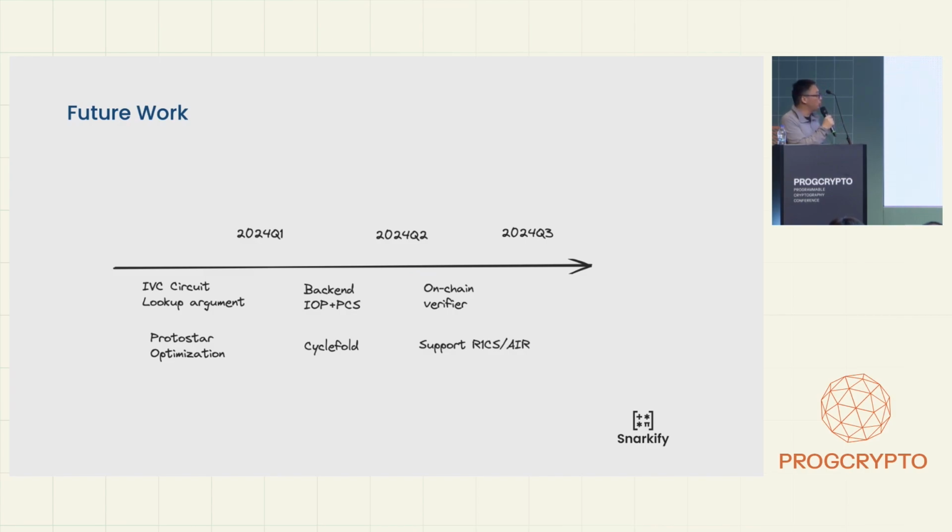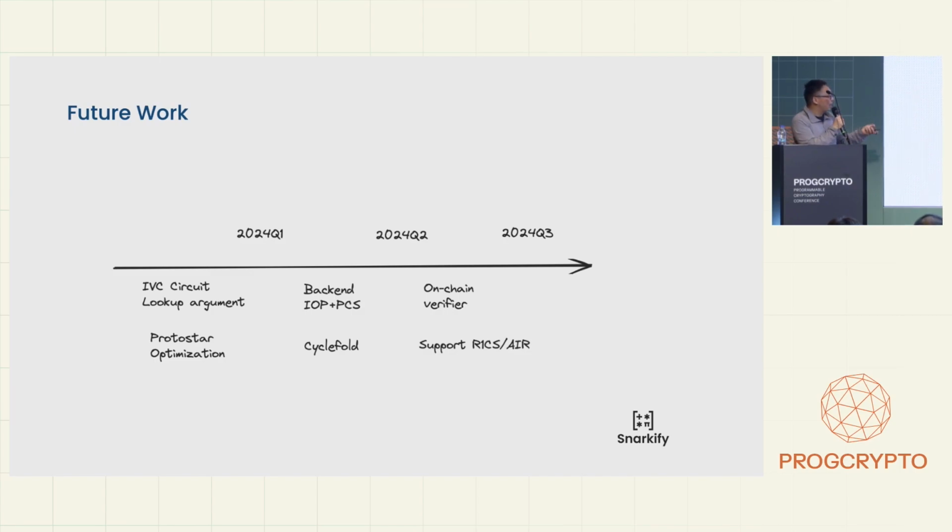So this is the roadmap. Basically, as you can see, we are still in the middle. What's remaining? We plan to, in the next year, Q1, finish the lookup argument and IVC circuit, as well as the Protostar optimization. With all of this finished, users and developers can use the libraries to give it a try. You can just fold the library in steps, with the missing thing, the decider part.